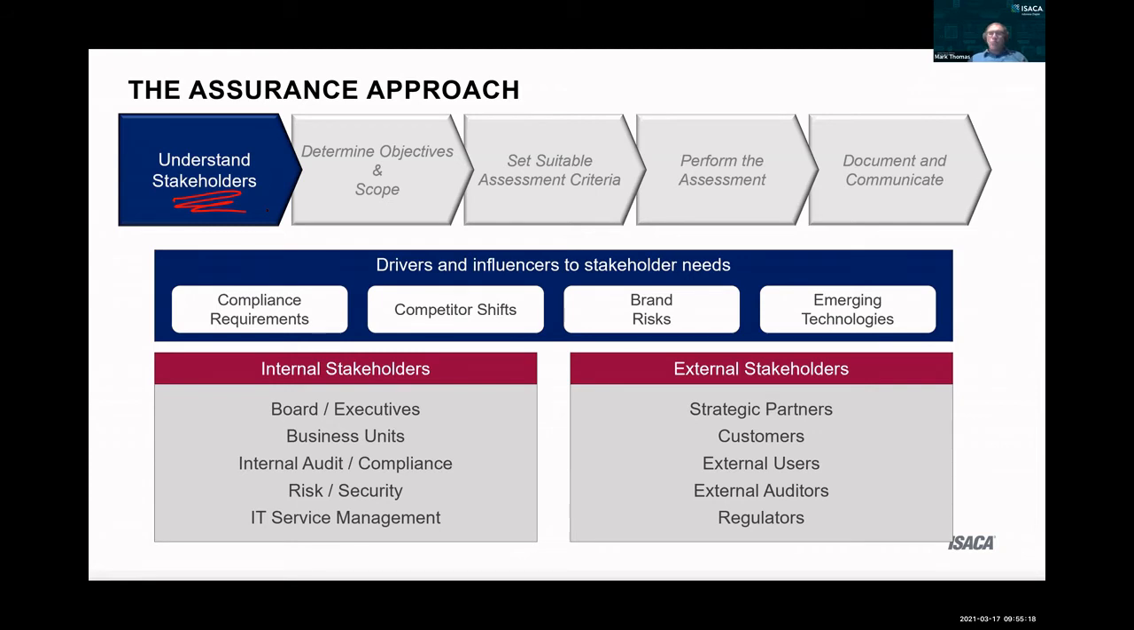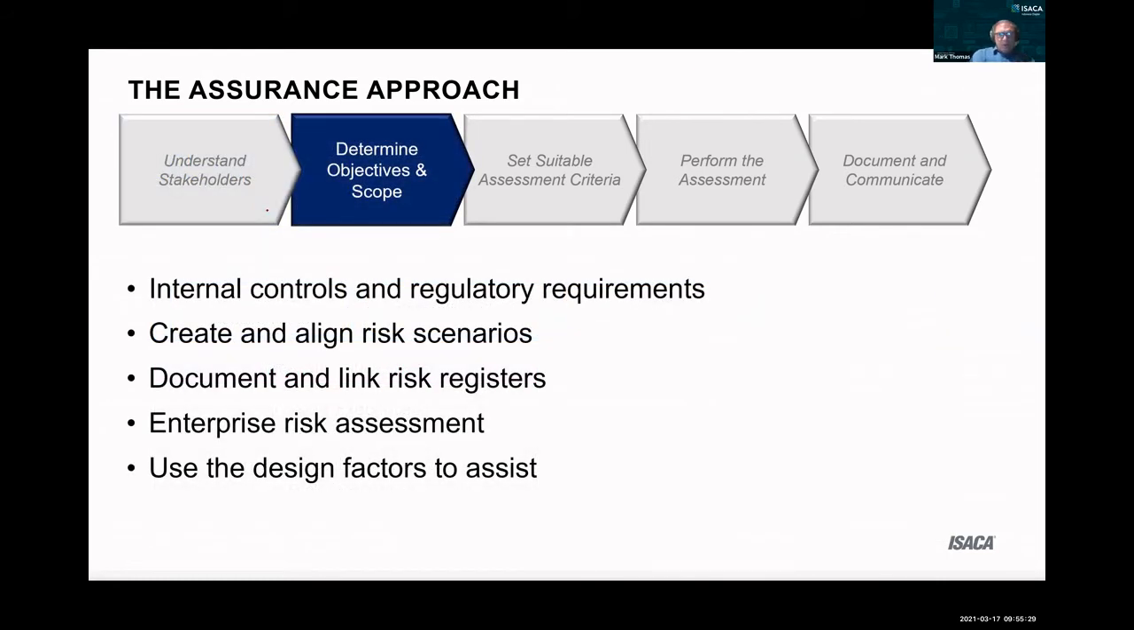Take a look at that RACI chart, and it will give you a list of key stakeholders that make the most sense for you. Okay. Next, determine the objectives and scope. Here's what we need to do.